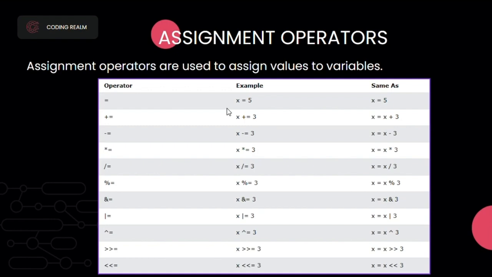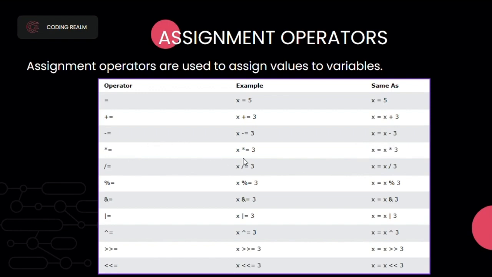It gives the value 5 to the variable x. Plus equal, for example, x plus equal to 3, means x equals x plus 3. Minus equal is the same: it means x equals x minus 3.